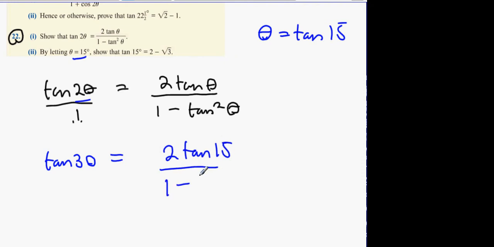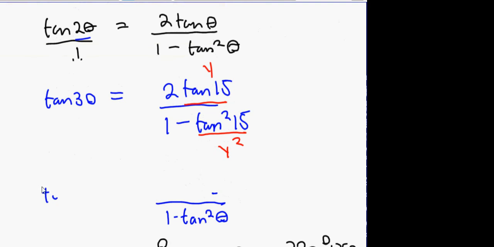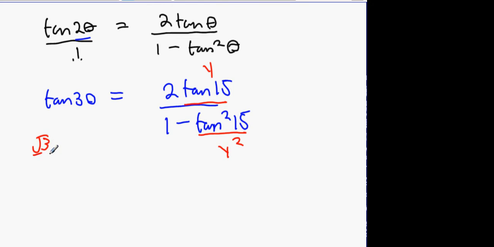Now, I know this is a quadratic equation, so what I'd like to do, instead of using tan 15, I'm going to use the letter y. Now, you'll see why this becomes apparent. What's tan 30 in the calculator? Root 3 over 3. Okay, root 3 over 3 is the same thing as 1 over root 3. If you use your log tables, it'll be there, okay?